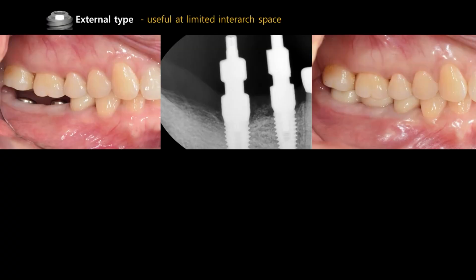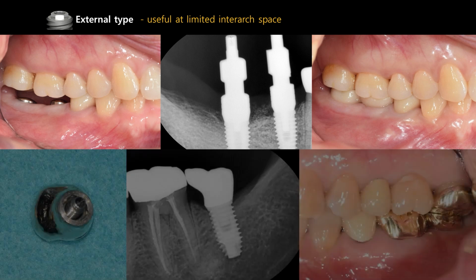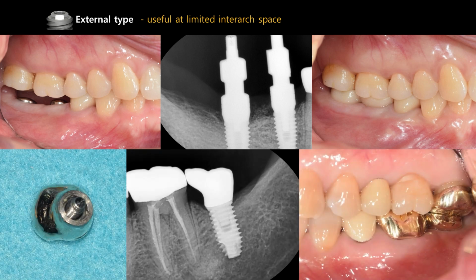On the other hand, the US type external type implant is advantageous when vertical space is very tight. So a directly castable abutment was used. The screw type gold prosthetic was completed.